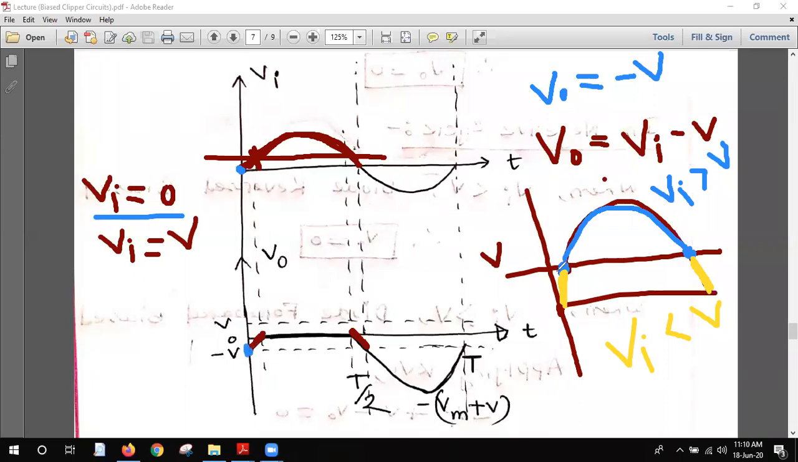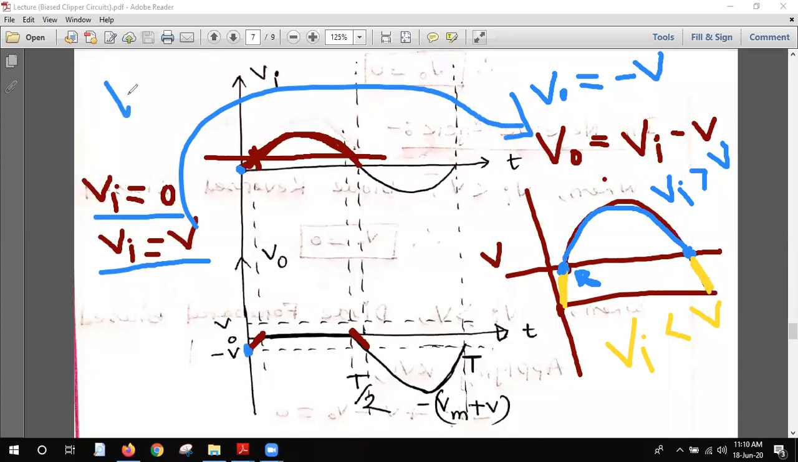Then this point, I'm talking about from 0 to Vi equals V. If I replace this value in this equation, then V minus V, the output Vo will be 0. In this point also, this is the Vi equals V point, so the output is 0. So this is for the positive cycle.